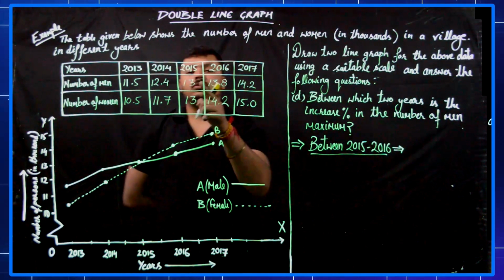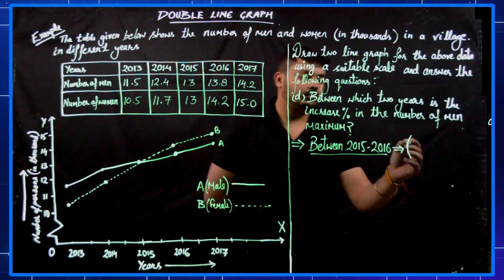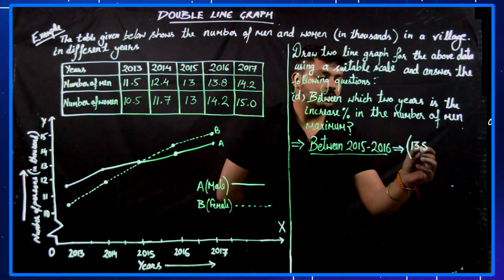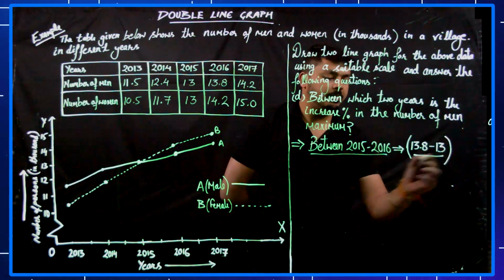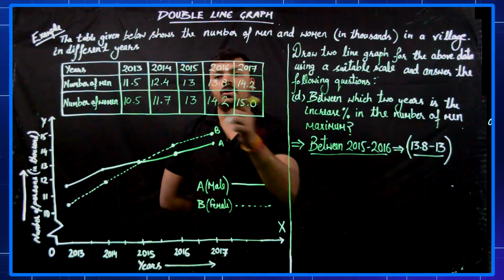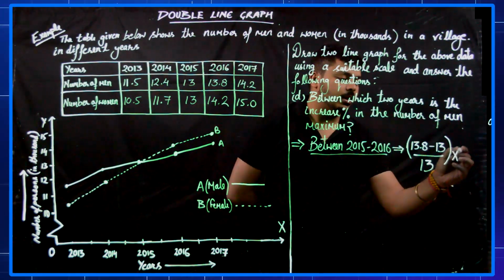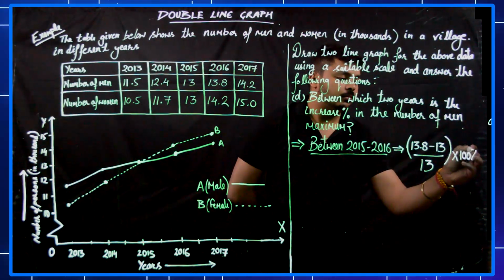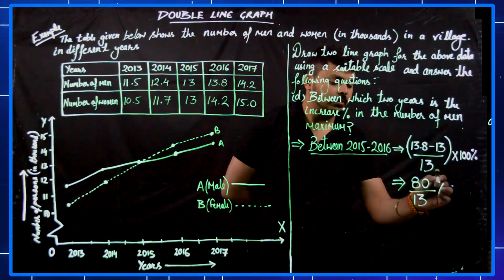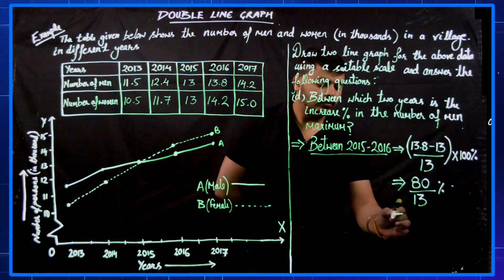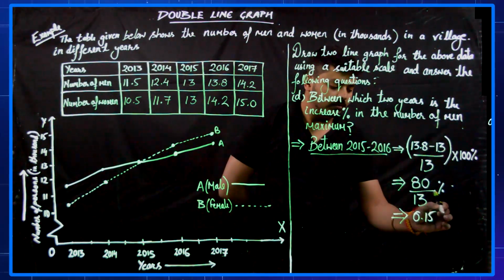Now the increase in percentage of men between 2015 to 2016. The number of men in 2015 was 13 and in 2016 it is 13.8. So 13.8 minus 13, and we divide it by the previous year, that is 2015, which is 13, and multiply by 100%. 80 by 13 percent is equal to 6.15%.